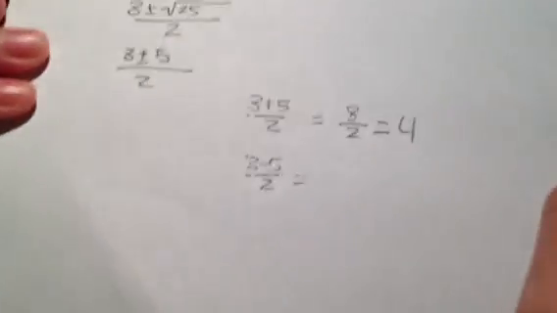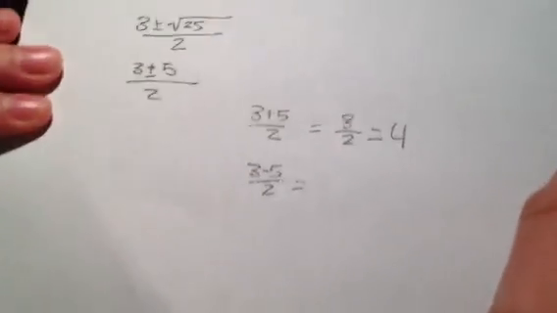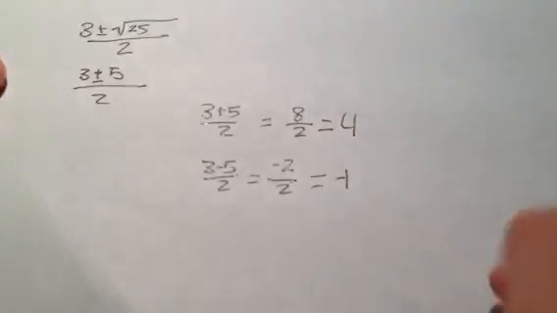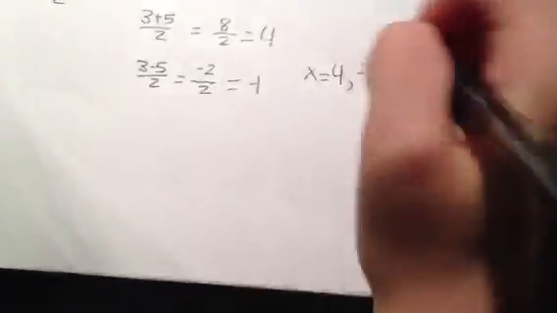What's 3 minus 5? Negative 2. Right? Good. Over 2, also known as negative 1. So that means you get 2 answers. x equals 4 and negative 1. And that is how you solve using the quadratic formula.